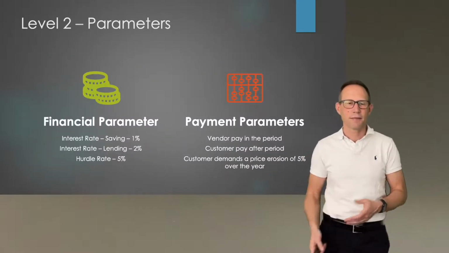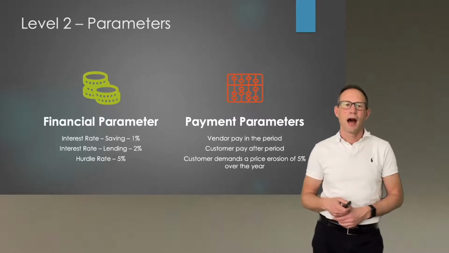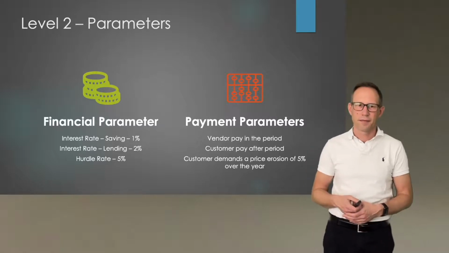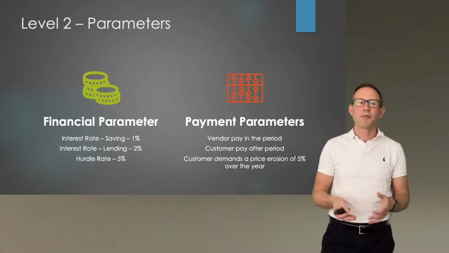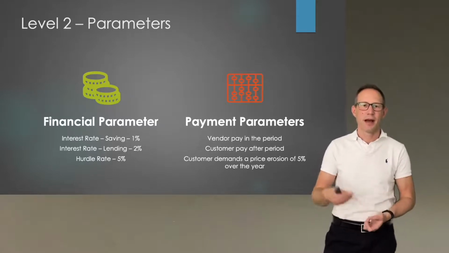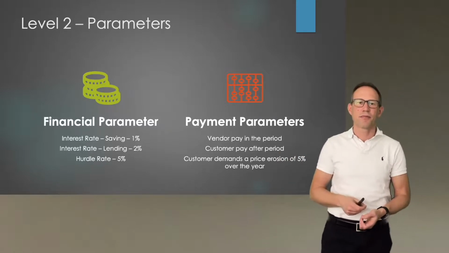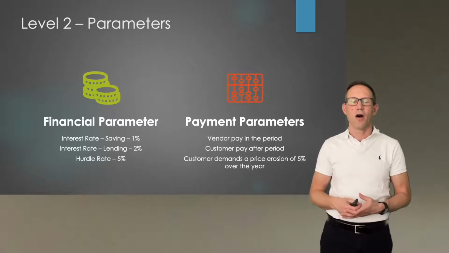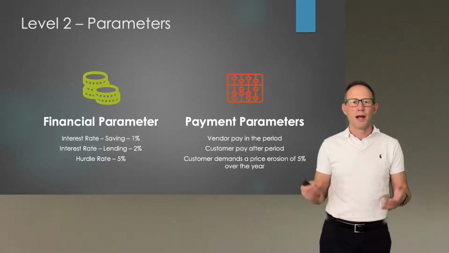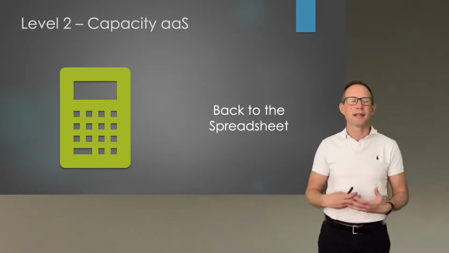For our example here, we go with these parameters. The interest rate for saving money is 1%. The interest rate for lending money is 2%. Our hurdle rate is 5%. The vendor has to pay in the period, so we pay for our kit in the period, while the customer pays after the quarter. And the customer demands a price erosion of 5% over the year. Now, let's put this into a calculation and let's go back into the spreadsheet and make it work.